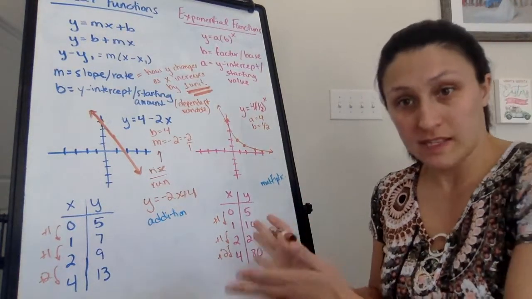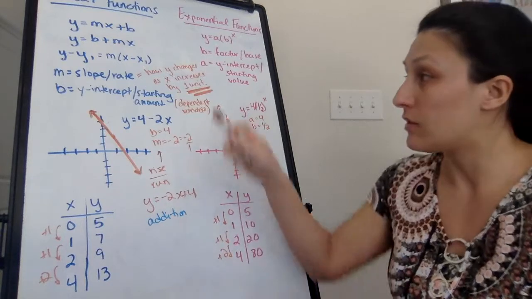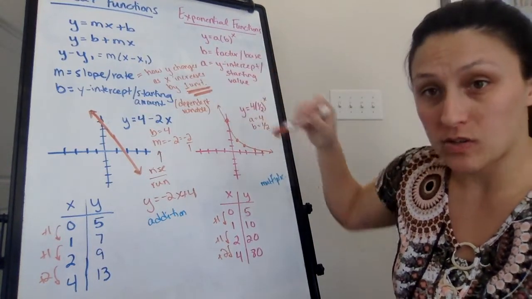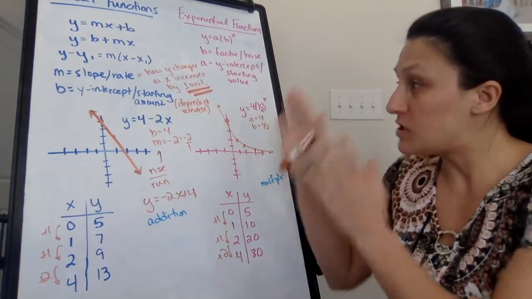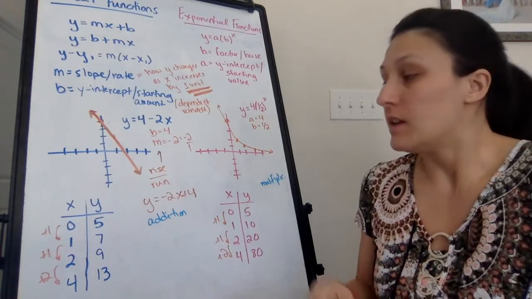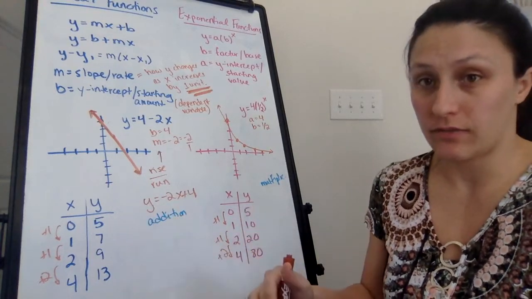So pay attention to whether the x values go up by 1 or not, because the definition of the rate of change is as x increases by 1 unit, how does y change? Now, once you can figure out what happens as x increases by 1, if you are adding the same y value every time, then it's a linear function.